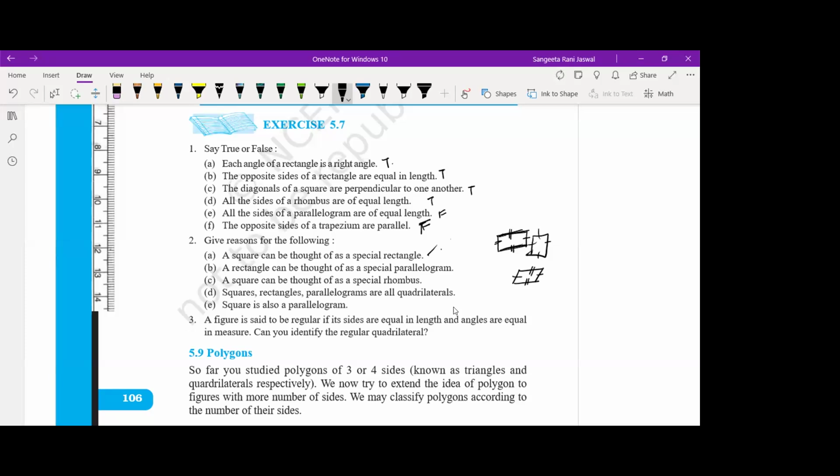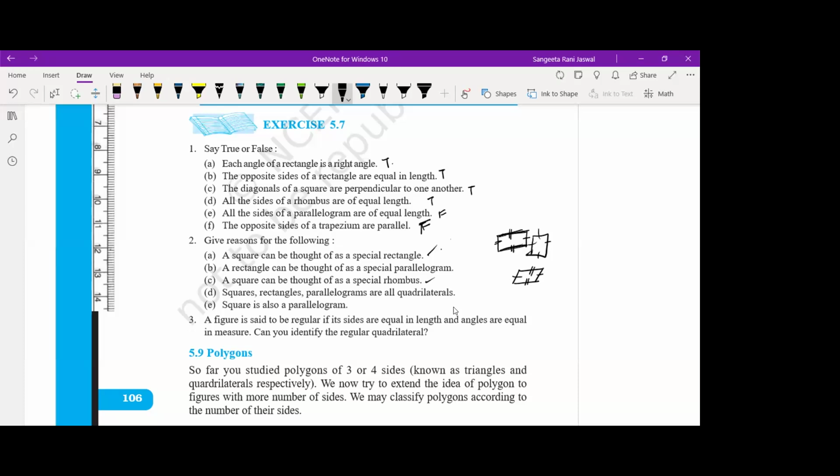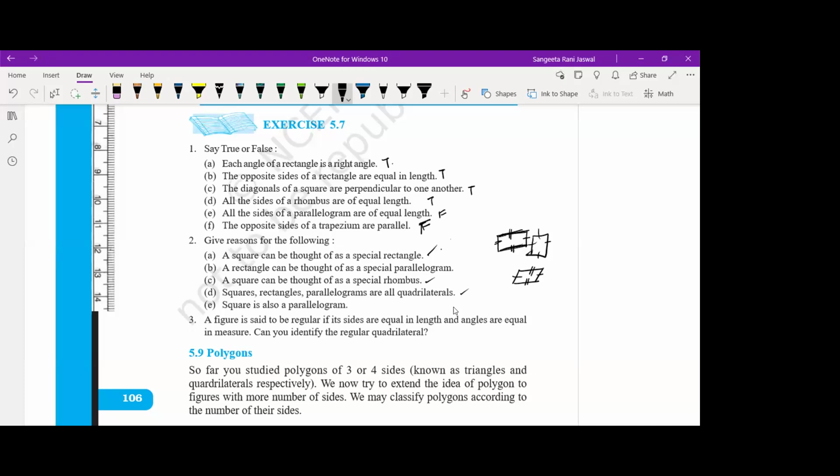A square can be thought of as a special rhombus. Can we take that? A rhombus has all its sides equal. Yes, ma'am. So a square also has the same properties, only the difference is the angle. Square, rectangle and parallelogram are all quadrilaterals. Yes, they are all quadrilaterals, four-sided figures.